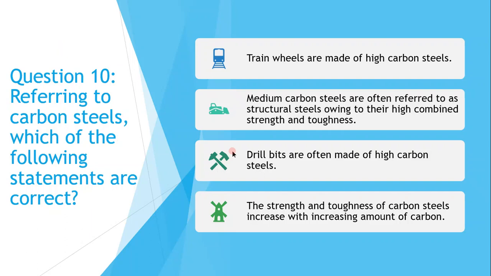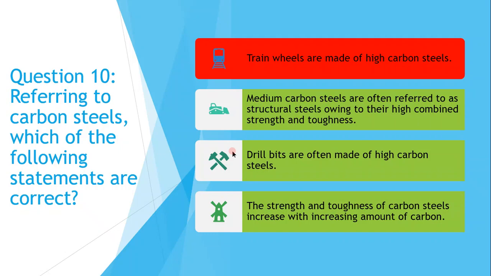Question 10. Referring to carbon steels, which of the following statements are correct? And the answer is the last three. Train wheels are not made of high carbon steels because remember they're quite brittle. Even though they are strong, they are very brittle. So you do not want to use them on train wheels because they will snap in half and everyone on the train is going to die.